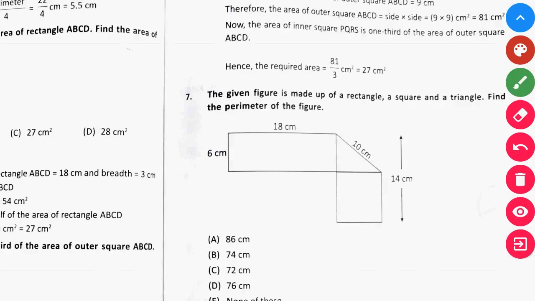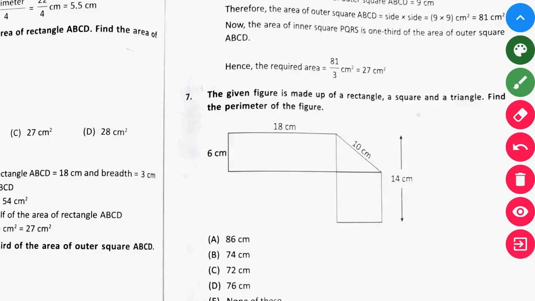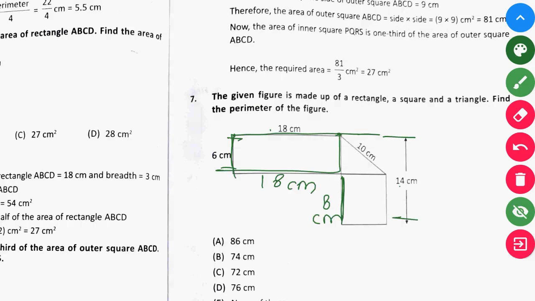The given figure is made up of rectangle, square and triangle. Find the perimeter of the figure. Now the same thing. This is rectangle. Opposite sides are of equal length. So this side is 18 centimeter. Okay. Now the whole length is 14 and this length is 6. So this length is 14 minus 6, that is 8 centimeter.